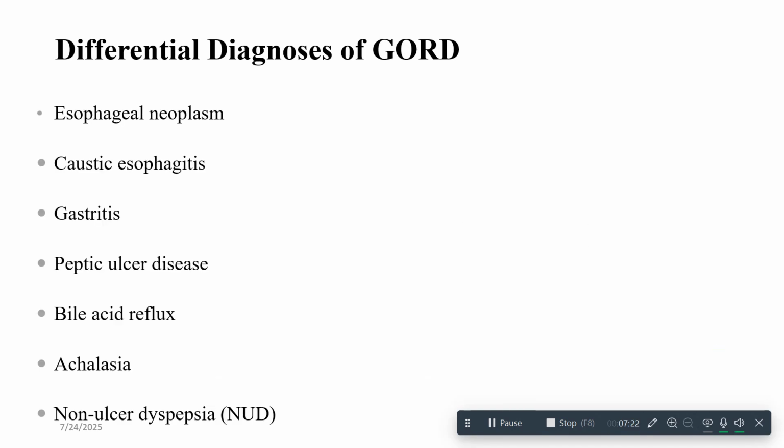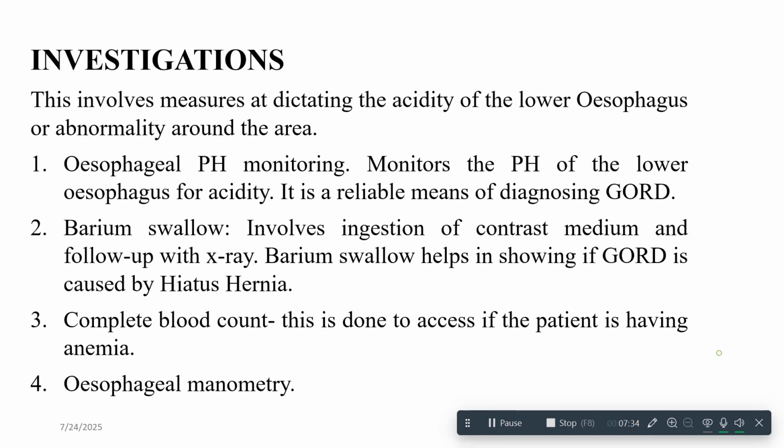The differential diagnosis of GERD includes esophageal neoplasm, caustic esophagitis, either from chemical burns, gastritis, peptic ulcer disease, bile acid reflux, and achalasia.